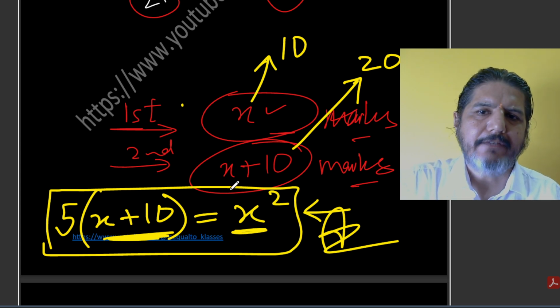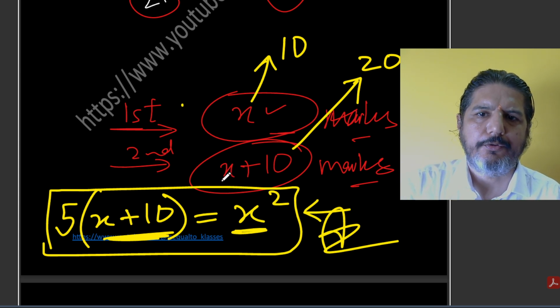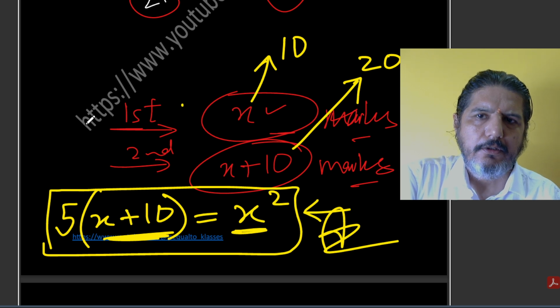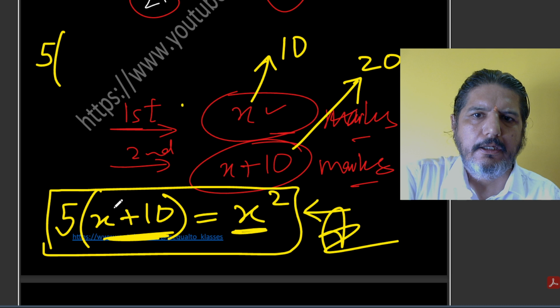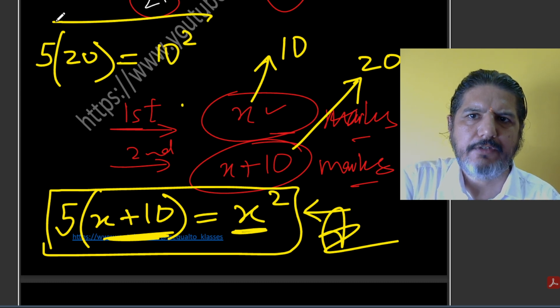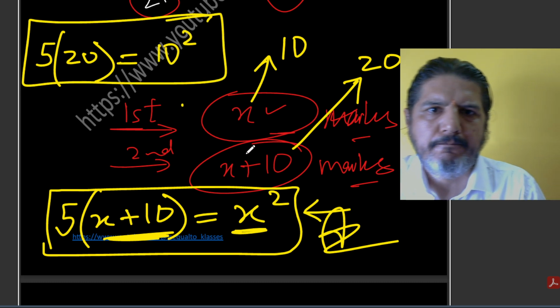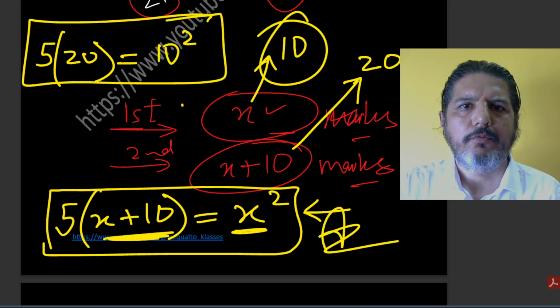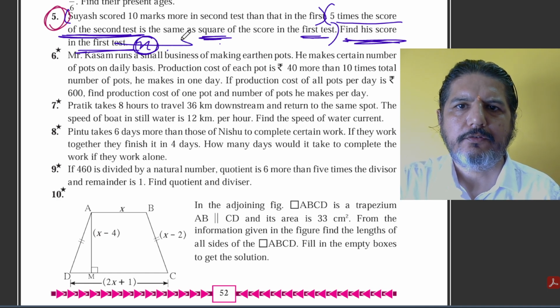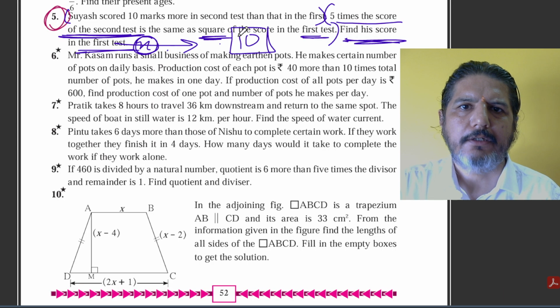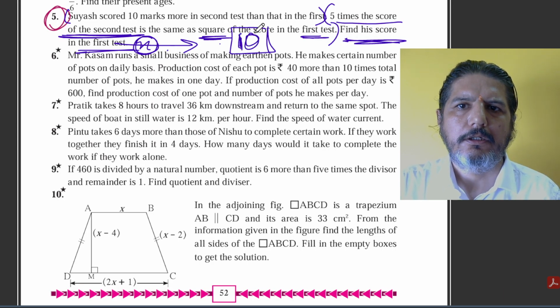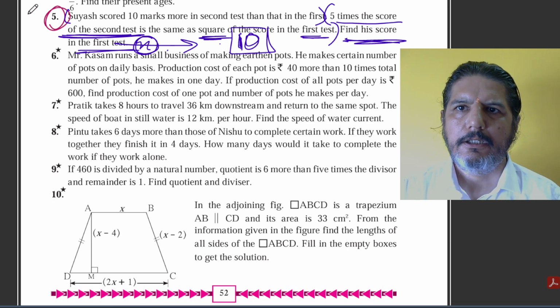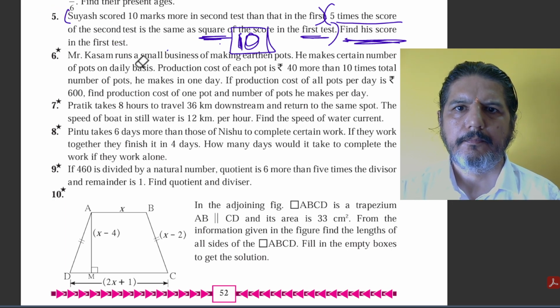And now, is it satisfying the condition that was given in the question? So 5 times the second is equal to square of first. Is it satisfying? Of course it is satisfying. So our answer is correct. X is equal to 10. So what are they asking? Find a score in the first test. So this will be 10. I hope this is making sense. So he scored 10 marks in the first test. And now let's go to the next question.